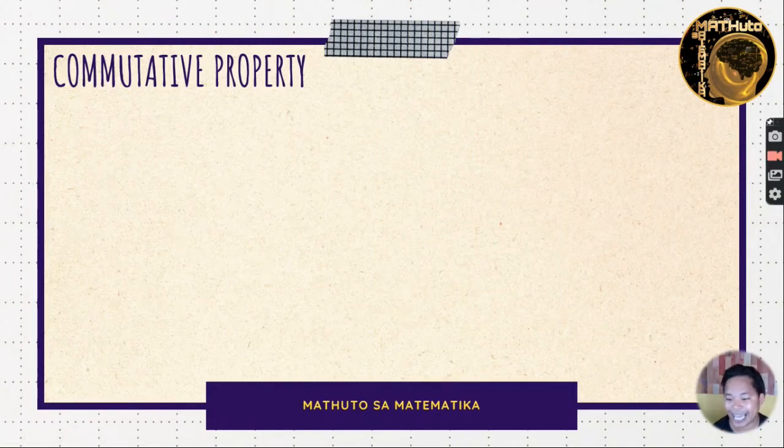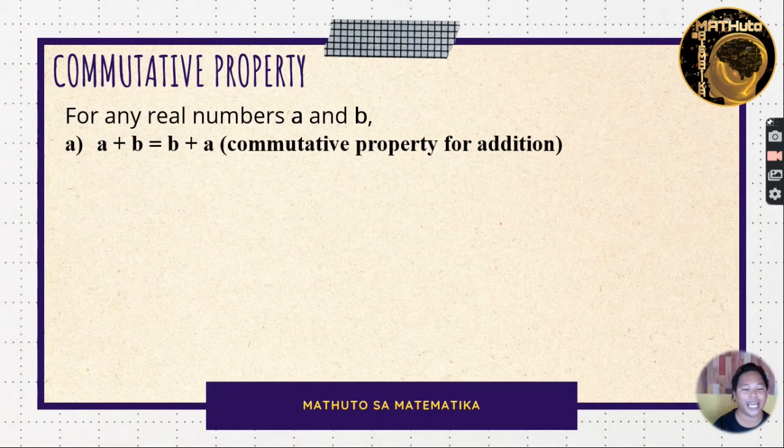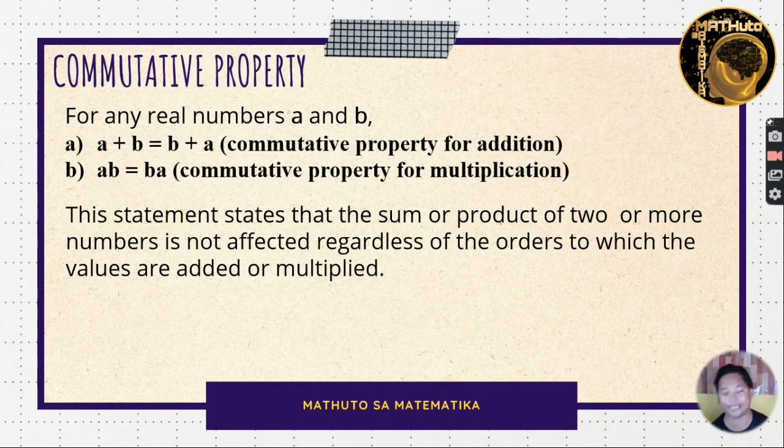We have the next property, which is the commutative. For any real numbers a and b, we have a plus b is equal to b plus a for addition. And we have a times b is equal to b times a. To define it formally, this statement states that the sum or product of two or more numbers is not affected regardless of the orders to which the values are added or multiplied. So, pag commutative, regardless of orders.